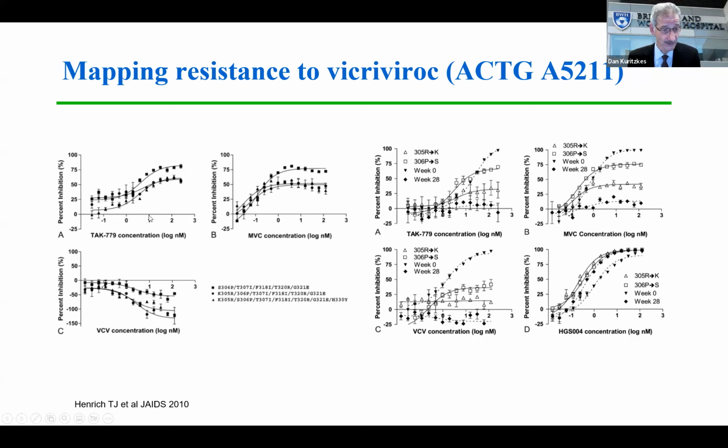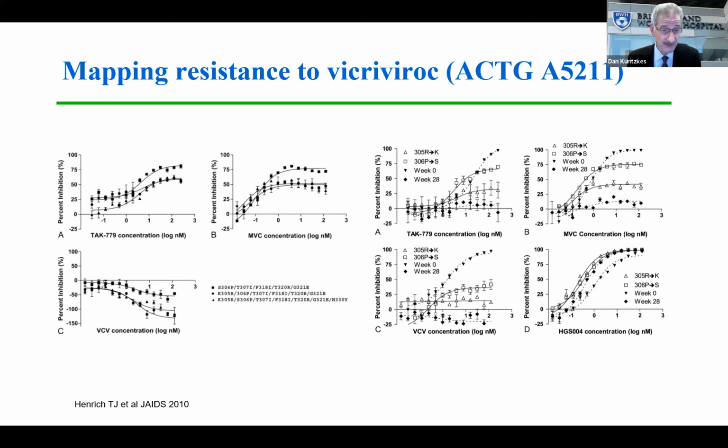First of all, here we're looking at the susceptibility curves for 3 different CCR5 antagonists, TAK-779, Maraviroc, which is of course FDA approved, and Vicriviroc, for 3 different sequences obtained at the time of treatment failure from participants.